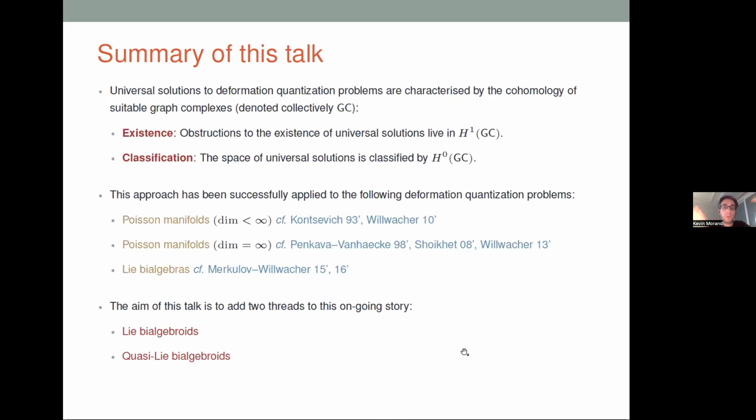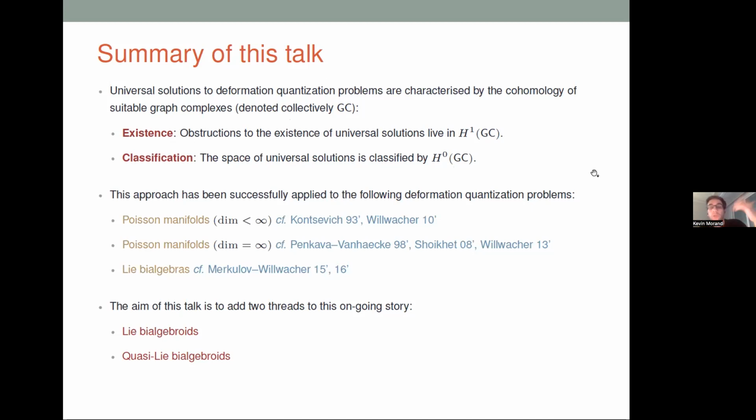Okay, so let me sum up the main idea of this talk. Once again, I would like to argue that the deformation quantization problem can be characterized by the cohomology of suitable graph complexes. The graph complex will differ according to which problem we are considering, but nevertheless, the idea is the same: we can check the existence of universal solutions by looking at the first order cohomology. This is where the obstructions to quantization live. And we can also classify the space of solutions by looking at the zeroth order cohomology.